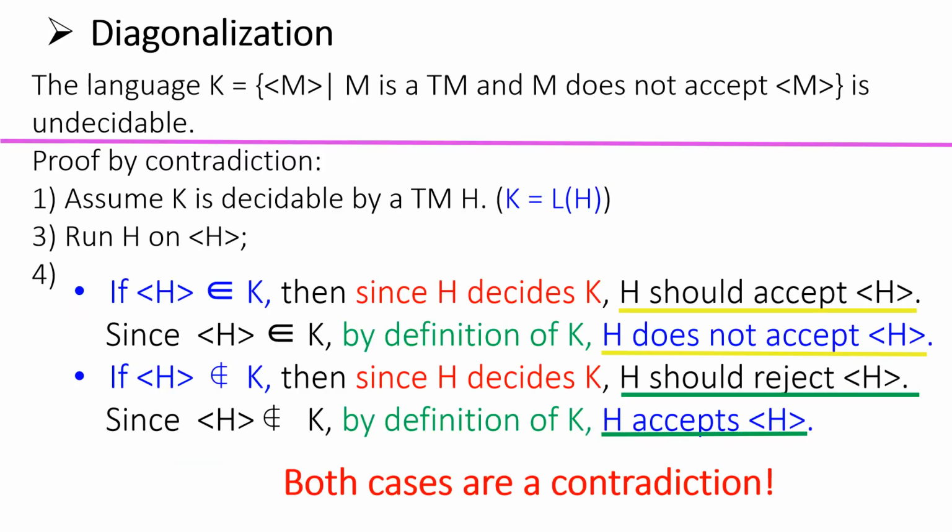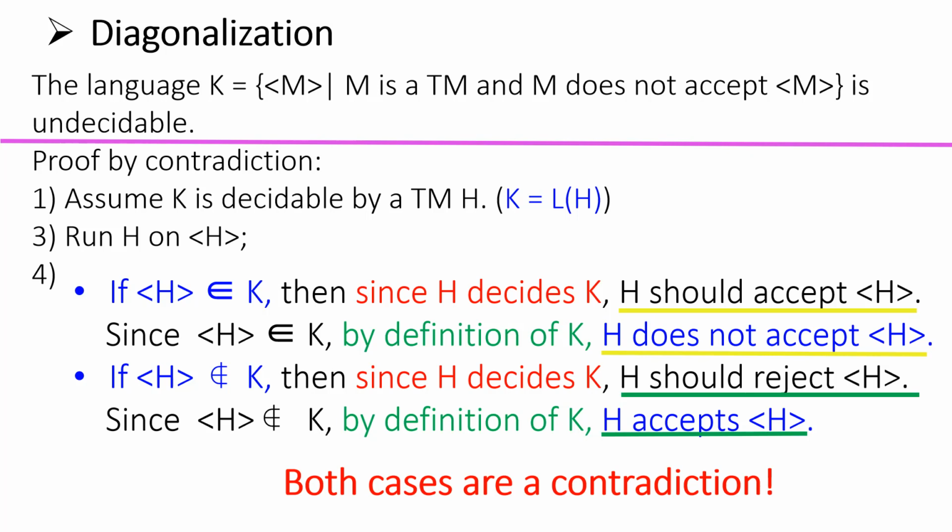Now let's use an example to demonstrate this idea. We have a language K consisting of machine encodings <M>, where M is a Turing machine and M does not accept its own encoding. We want to prove this language is undecidable. According to the procedures, we first assume K is decidable by a Turing machine H. This means K equals L(H). And for each string in K, H accepts it. And for each string not in K, H rejects it.